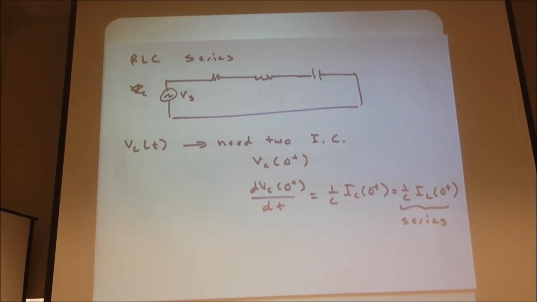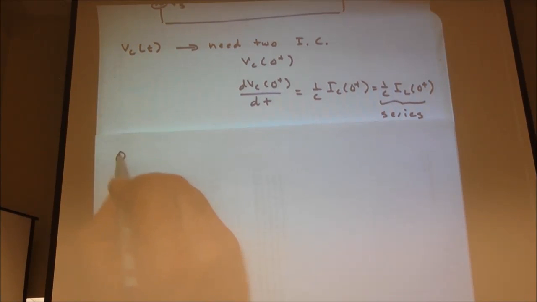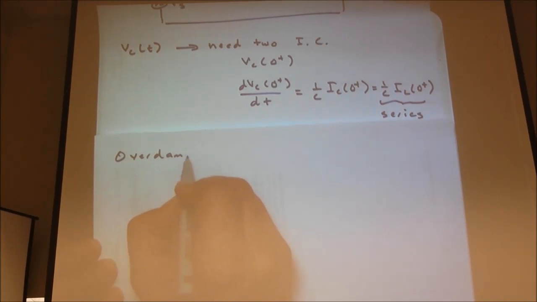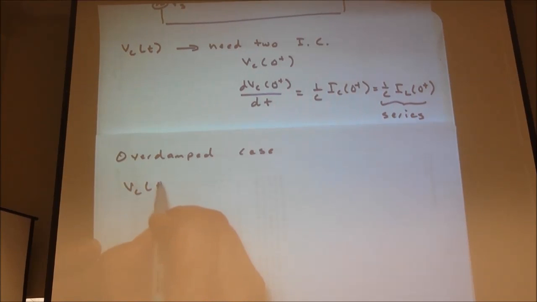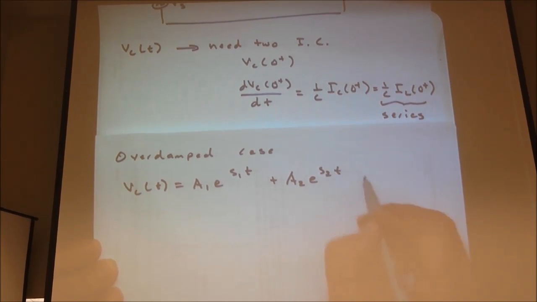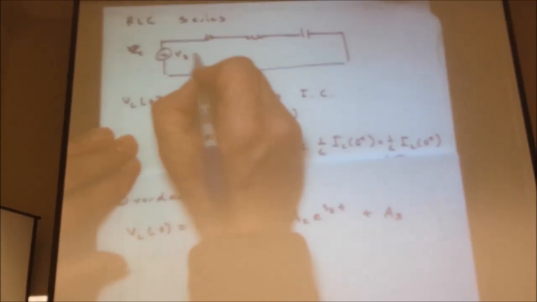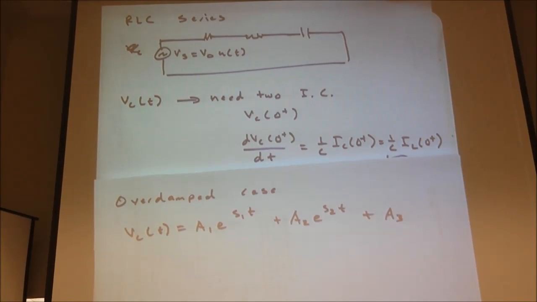How does that play out? Well, let's look at the overdamped case. So if we looked at the overdamped case, we can say VC of t then is A1 e^(s1 t) plus A2 e^(s2 t) plus A3. If we're again looking at some step function source, which we've said so far, B naught u of t, just leave things symbolic for the moment.